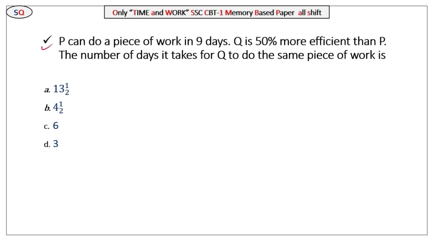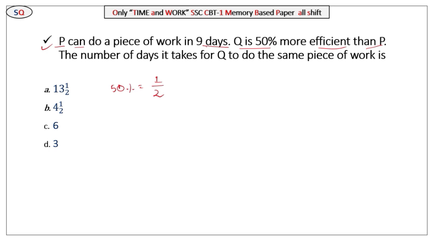P can do a piece of work in 9 days. Q is 50% more efficient than P. The number of days it takes for Q to do the same work is? To do this kind of work, always we have to convert the percentage into a fraction. Here it is given 50%, so we convert 50% into a fraction. The fraction will be half.